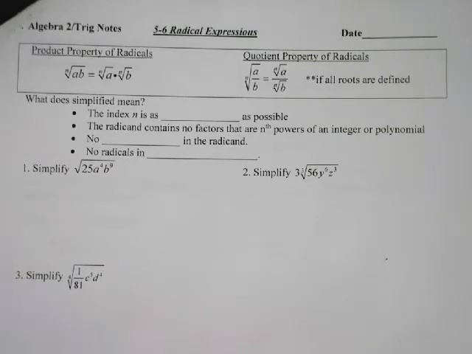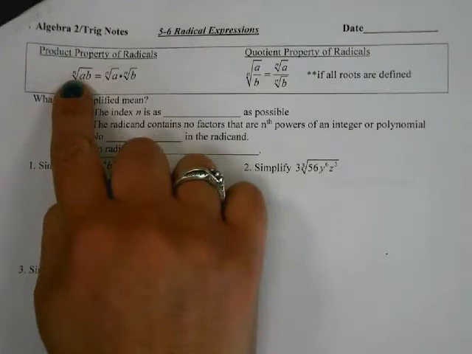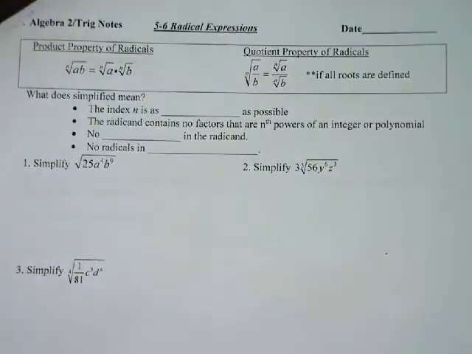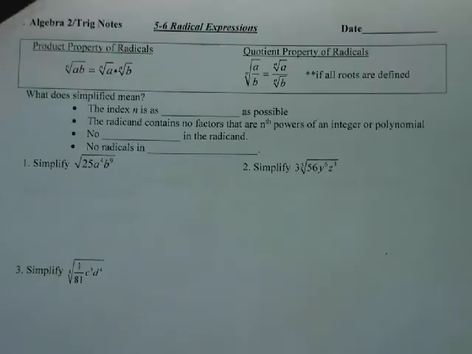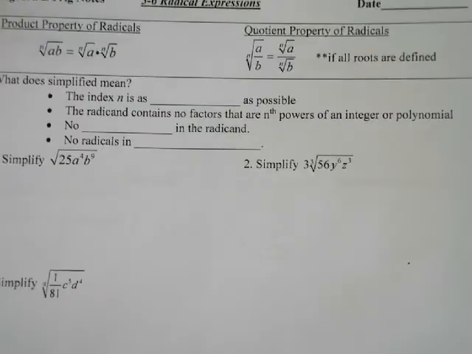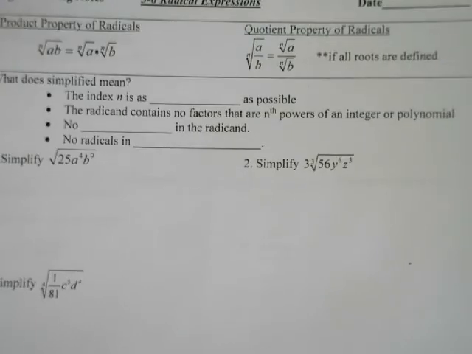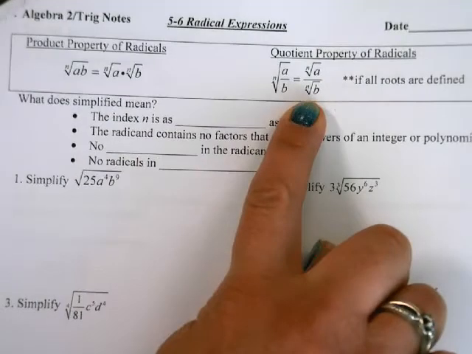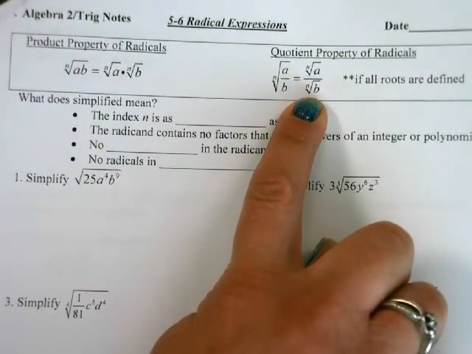So the product property of radicals says if I'm taking the nth root of two numbers that are multiplied together, a and b, then I can separate it apart and take the nth root of a and the nth root of b. Same thing if I'm dividing: I could separate it apart and take the nth root of a divided by the nth root of b. Now, in that case, remember all roots need to be defined, because I don't want to be taking a radical of 0 or something I can't do, or the negative square root of something.